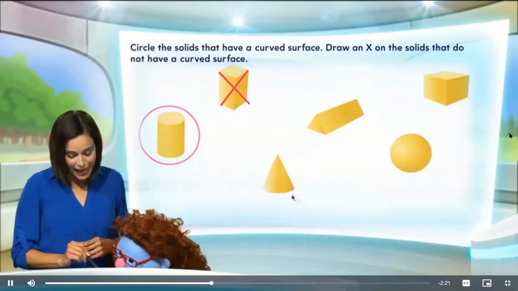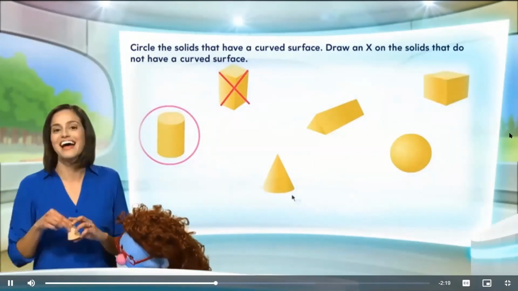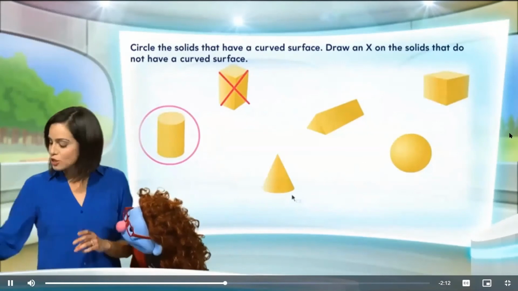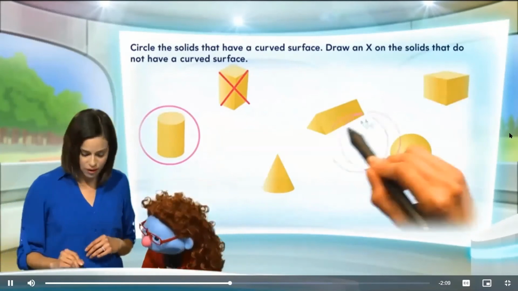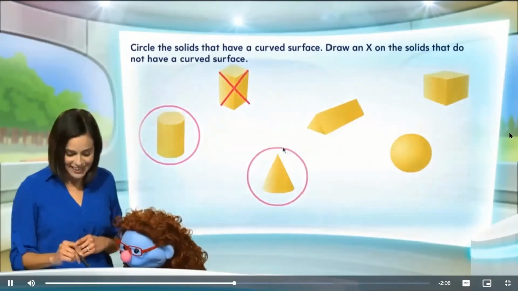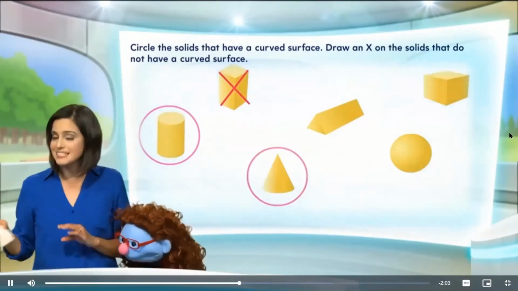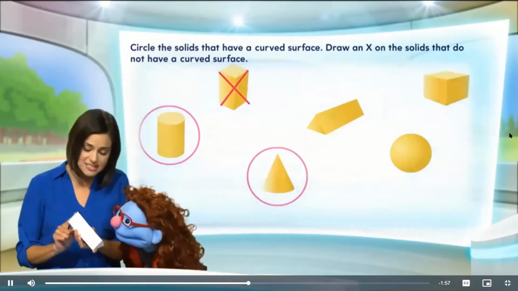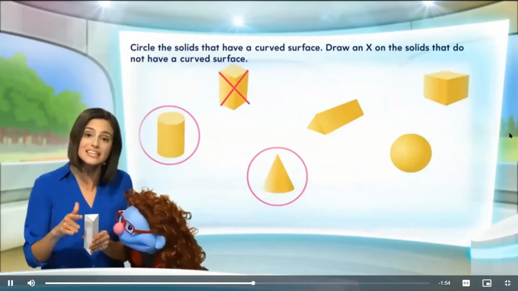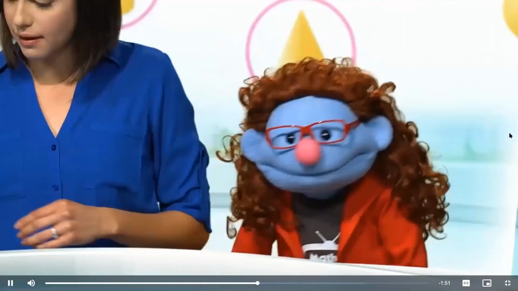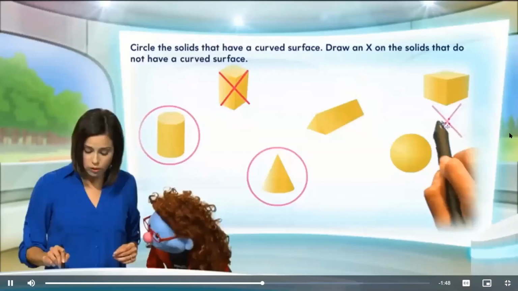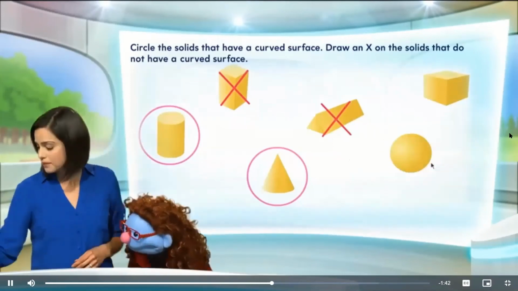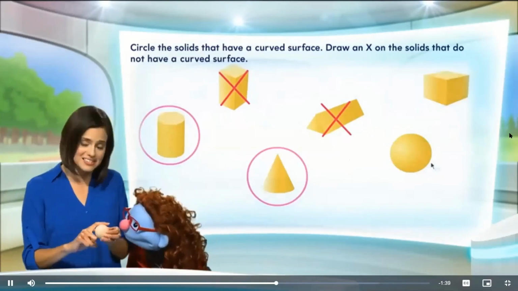Now let's look at the cone. The cone has a curved surface. Sure does. So we can draw a circle around the cone. Next, we have the triangular prism. And the triangular prism, you see, also has flat surfaces. In fact, only has flat surfaces. Therefore, we'll draw an X on our triangular prism. Next is the sphere. And the sphere has a curved surface.